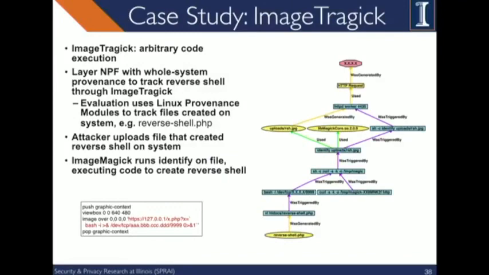Yet another example. Anyone remember what ImageTragick was? It was a pretty big deal. So ImageMagick is this ludicrously pervasive image processing library that's basically the back end of everything that happens on Linux in terms of manipulating files or posting files.